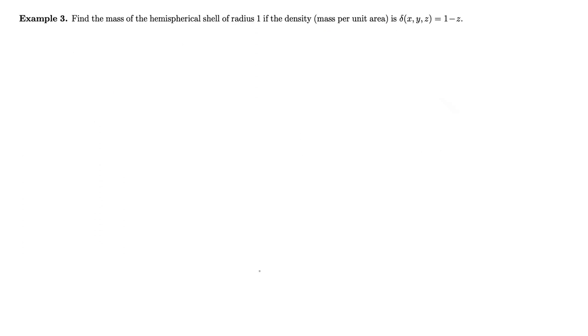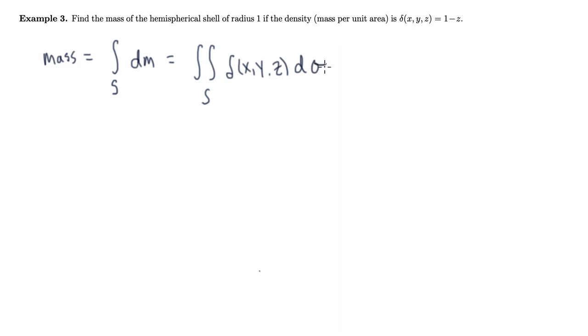All right, so we want to find the mass of the hemispherical shell of radius 1. Okay, so what is the mass? Well, let's write our favorite equation. So the mass is just going to be the sum over this surface, the hemispherical shell, of all the mass elements. But what is a mass element? Well, really, I'm doing a double integral over the surface of the density times a small surface element, d sigma.